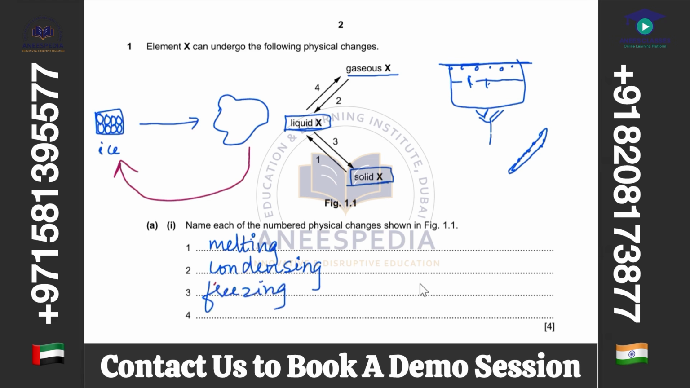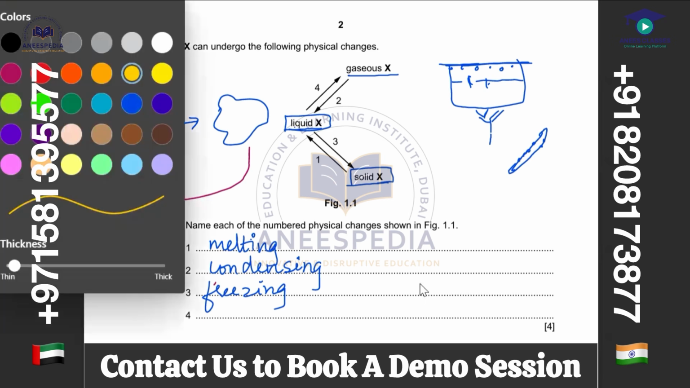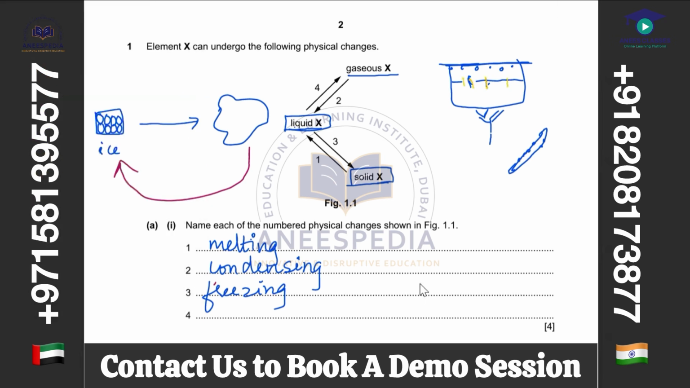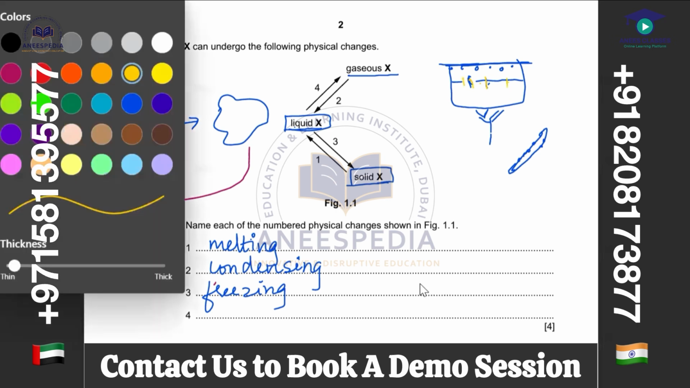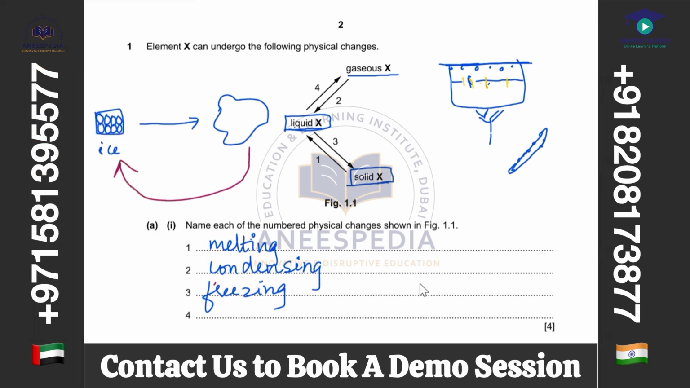And the fourth process is from liquid to gas. How do we convert liquid to gas? As we discussed in the previous question, we were heating up the water and it got converted into water vapor. So what should be the fourth process? This is boiling or evaporation. So we're heating it, which means it's boiling, or it can be evaporation also. I hope this is clear.